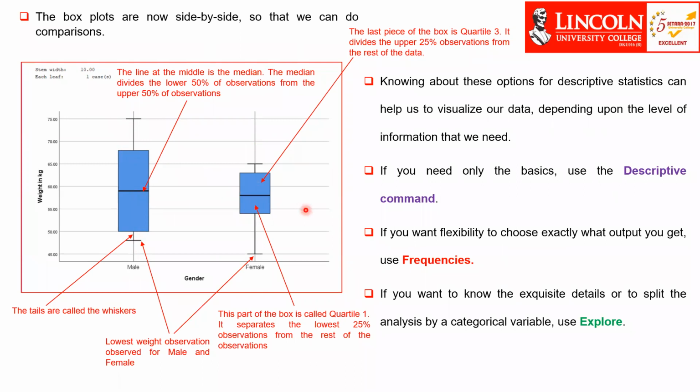Now, if you need only basics of analysis, just want to analyze something very basic, then you can just use the descriptive command. Then if you want flexibility to choose exactly what output you get, then you can use frequencies. But if you want to know the finer details or the splits, or to split the analysis by a categorical variable, just like what we did for male and female just now, you can use explore.